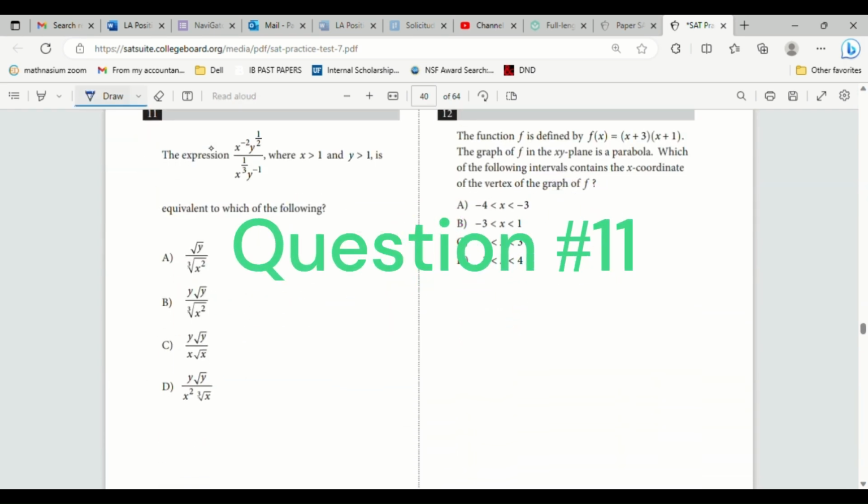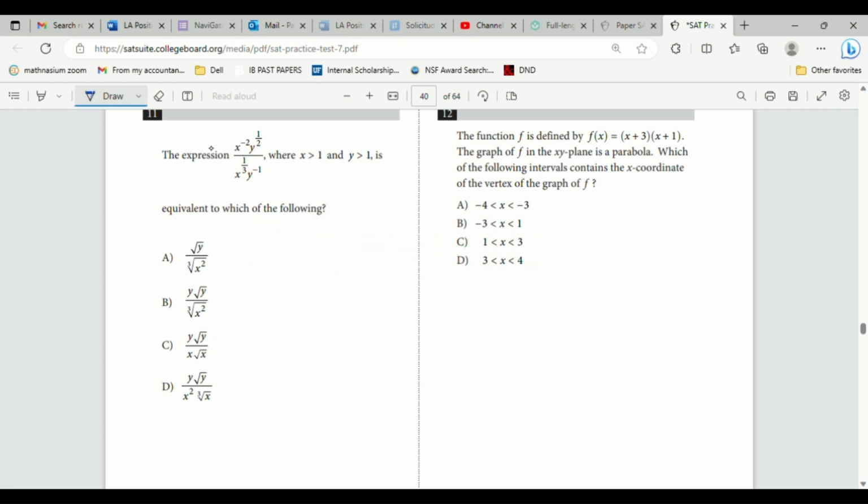Number 11, the expression x to the -2 power times y to the 1/2 power divided by x to the 1/3 power times y to the -1 power, where x is greater than 1 and y is greater than 1, is equivalent to which of the following. So whenever you have a negative exponent, you change its position from the numerator or the denominator to the other, and you keep the value of the power, but you get rid of that negative sign once you move it.